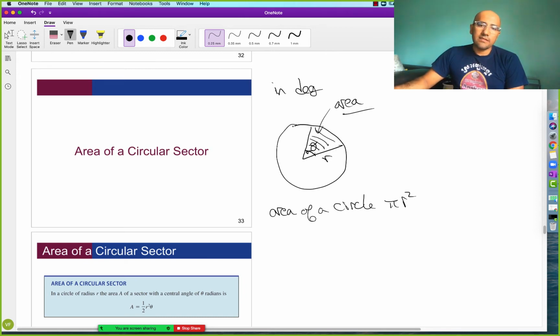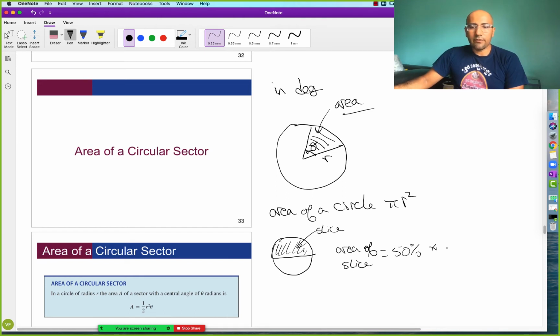And so now this slice here is going to be a percentage of that entire area. Like if the slice was half of the thing, right? If this was my slice, then I would say that the area of that slice is equal to 50% of the entire thing. And the entire thing is pi r squared. Right? 50%, well, I can also say it's 1/2 times the entire thing.